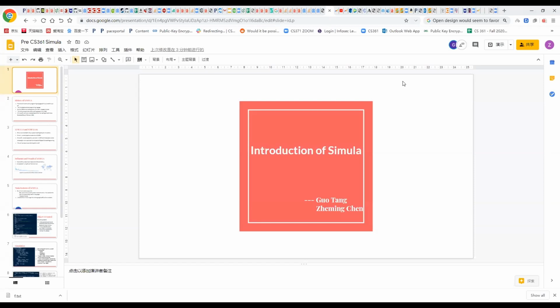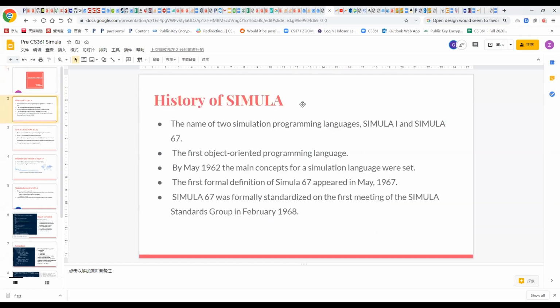Today our topic is Introduction of Simula. The history of Simula. The first object-oriented programming language was developed in the 1960s at the Norwegian Computing Center in Oslo by two Norwegian computer scientists, Ole-Johan Dahl and Kristen Nygaard.